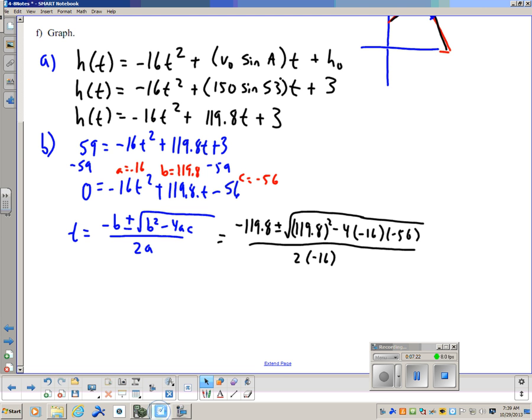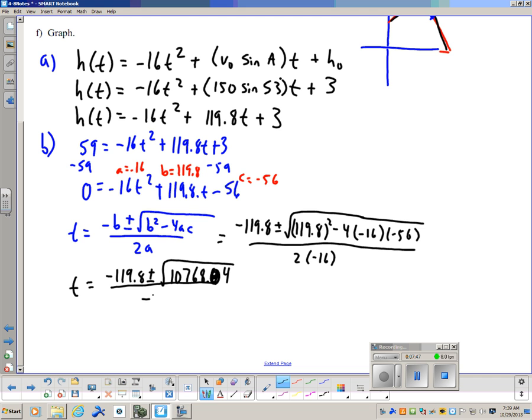So coming over here, I'm going to write that value down. I get t equals negative 119.8 plus or minus the square root of 10,768.04. And I'm going to divide that by 2 times negative 16, which is negative 32. So now I'm just going to plug that into my calculator.